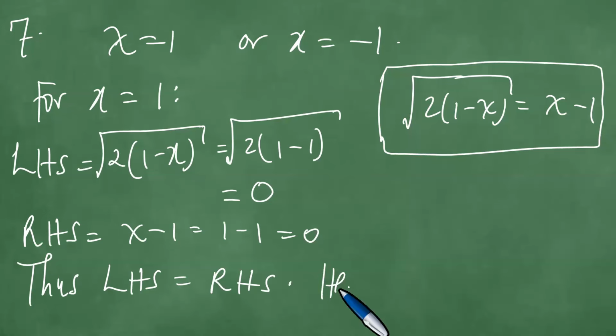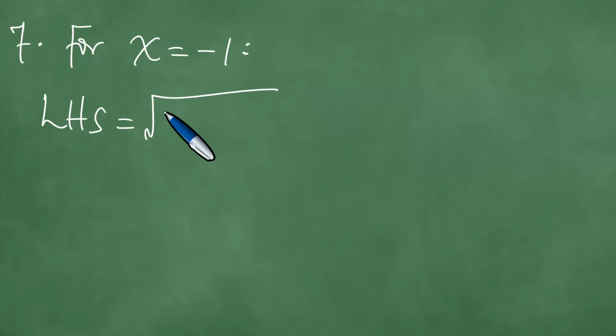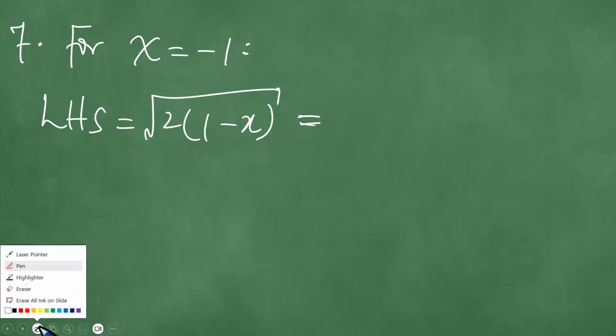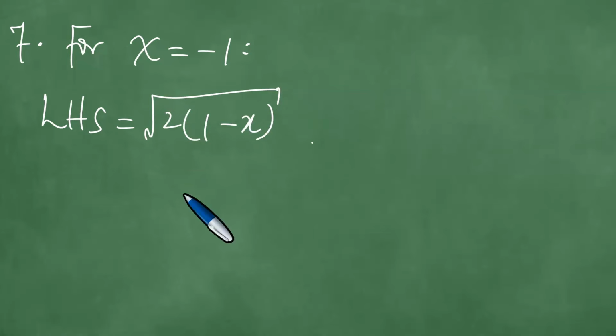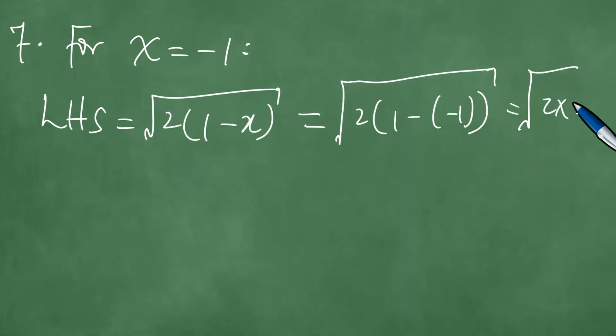Hence x is 1. So for the other one, for x equals minus 1, we have the left-hand side, which is the square root of 2 into 1 minus x. So you have the left-hand side, the square root of 2 into 1 minus minus 1. This is actually 1 plus 1. Negative by negative is plus, so it's actually 1 plus 1, which is 2, so 2 by 2 under the square root. And the square root of 2 by 2 is simply the square root of 4, which is 2.